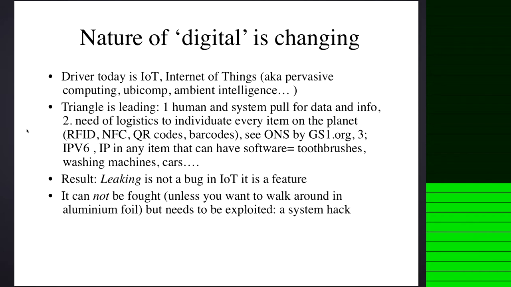Now, the second nature that's changing is the nature of the digital. The driver today is Internet of Things. You can call it pervasive computing, Ubicomp. Ambient intelligence is 50 years old. It's happening very fast. It's happening very fast because it's 50 years old.